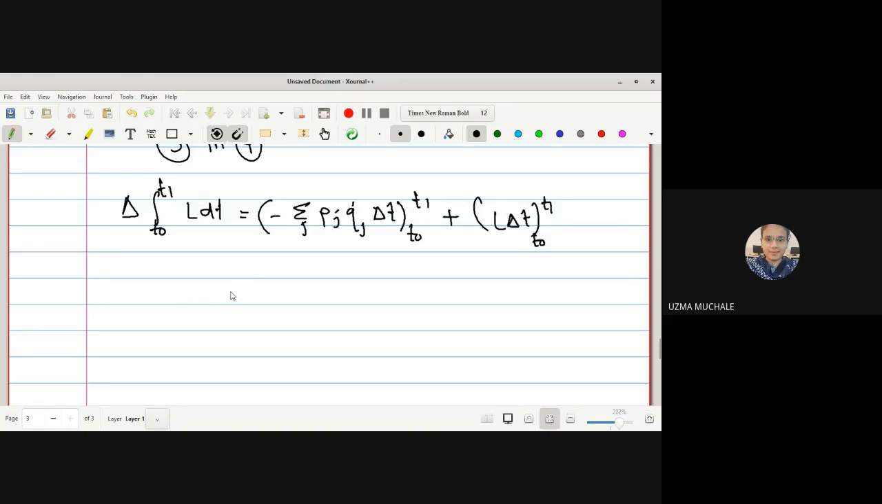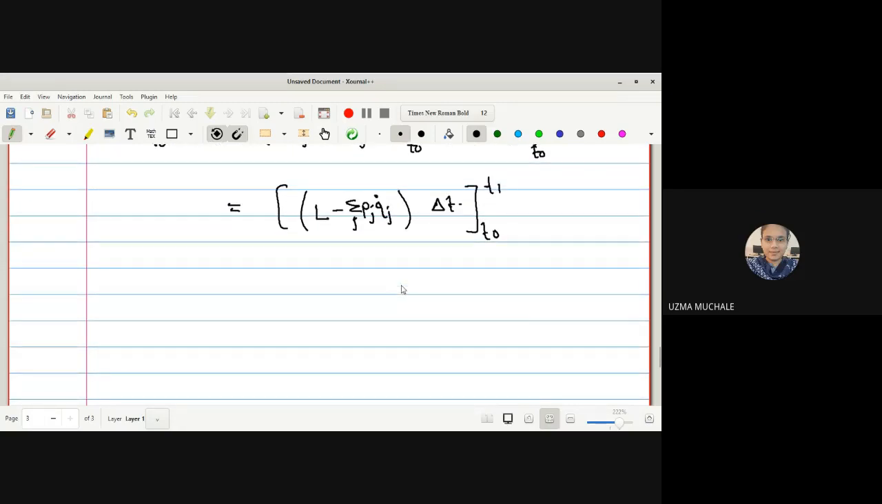Okay, now let me write this as it is equal to, what are the terms common we can take. Integration t naught to t1 is common, delta t is also common. So what remains in the bracket is L minus summation over j pj qj dot. Now we can write H as summation over j pj qj dot minus L. Now L minus this term, what will its value be from this equation?